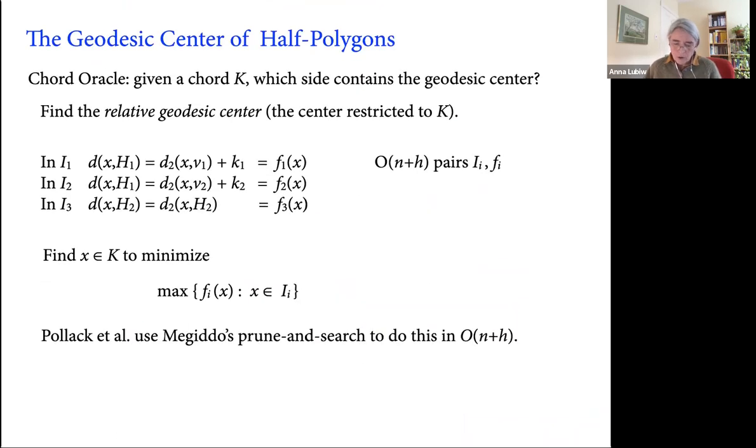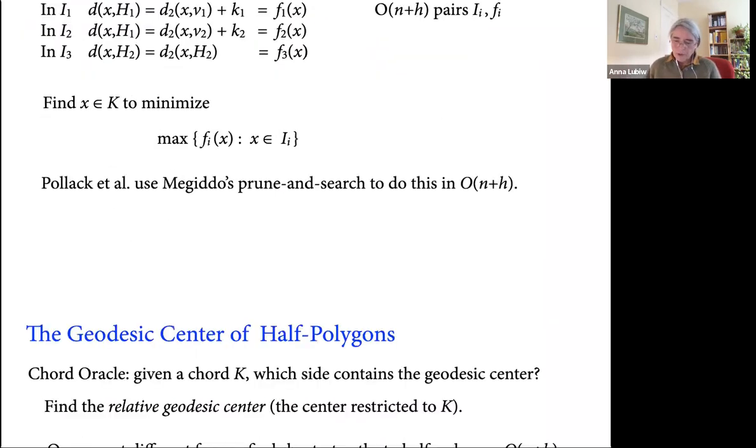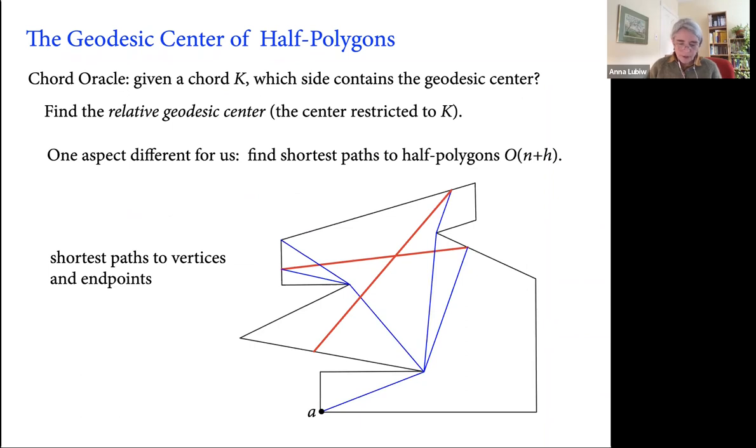Now, so we have some number of these functions, a linear number of them. I want the upper envelope and a point that minimizes that upper envelope. So what do Pollock et al. do? They're using Megiddo's prune and search for this. In linear time, they're going to cut in half the number of these functions that they're dealing with and repeat that. And that altogether is going to give us our linear time.